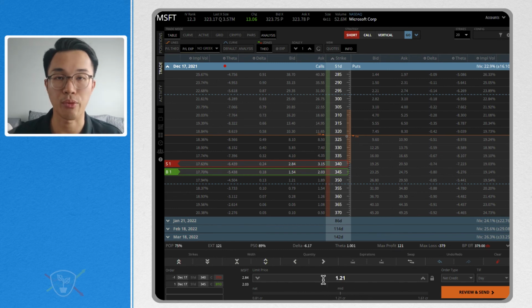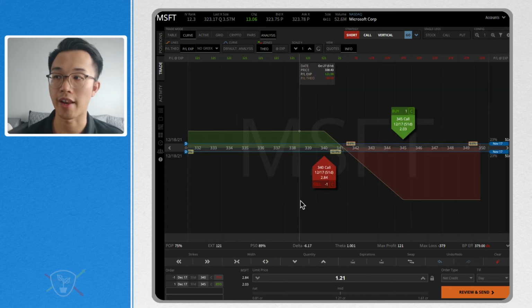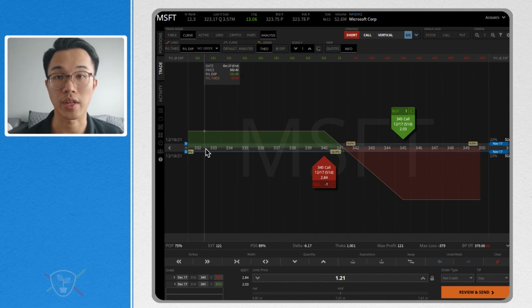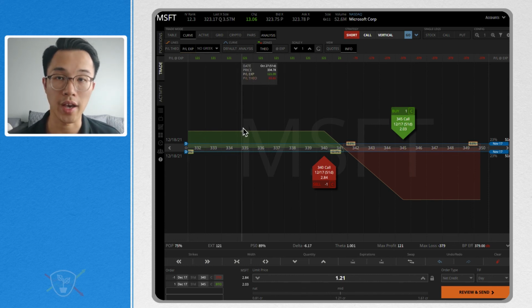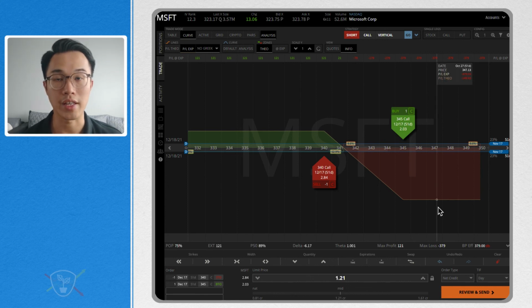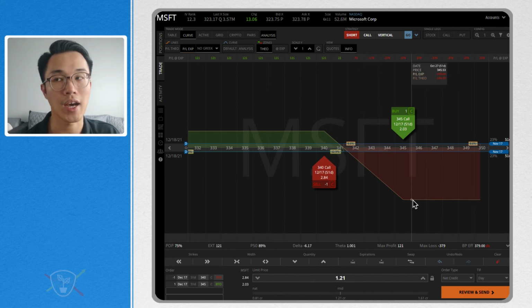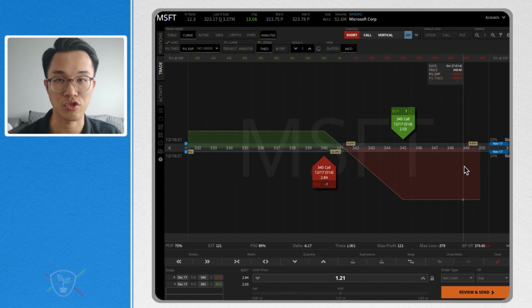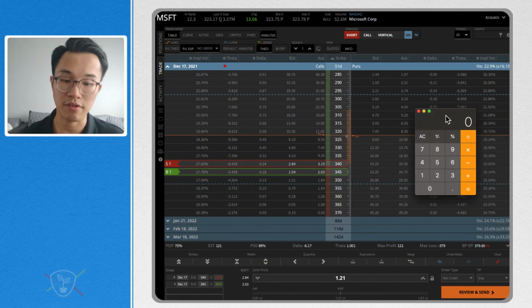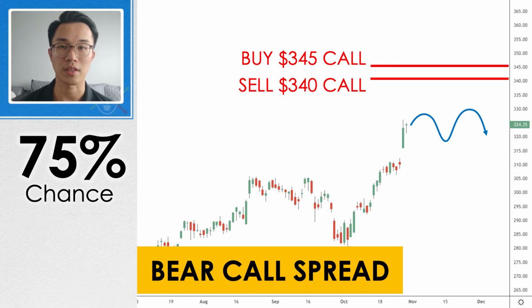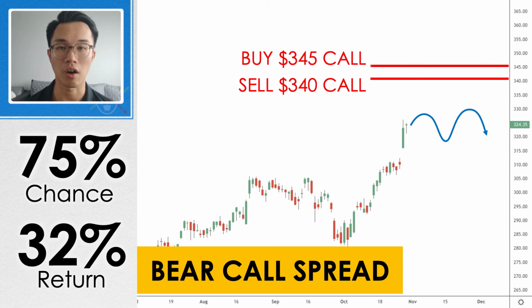I will collect a premium of $1.21 as long as the share price of Microsoft remains below $340 over the next 2 months. I'll make the maximum gain of $121. And if I'm wrong and the share price of Microsoft were to increase above $340, no matter how high it goes, the most that I will lose is $379. So this gives me a return of 32%. So essentially, by executing this trade, I have a 75% chance of making a 32% return on my capital.